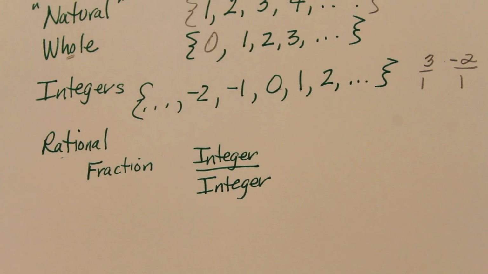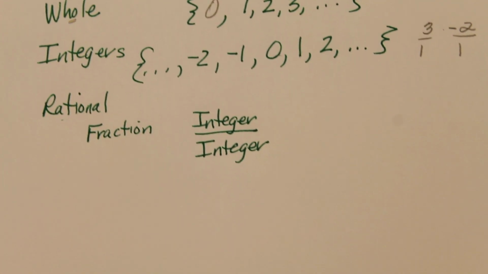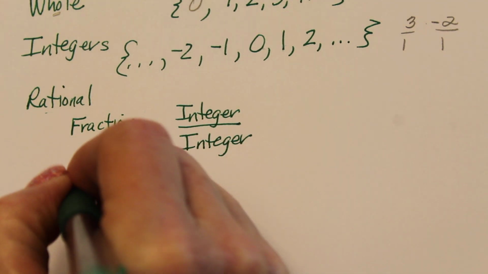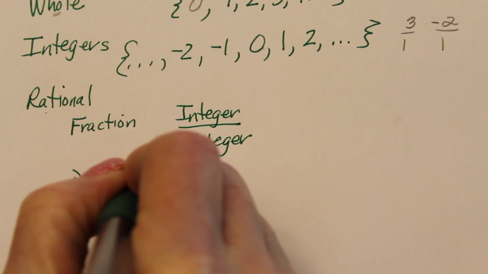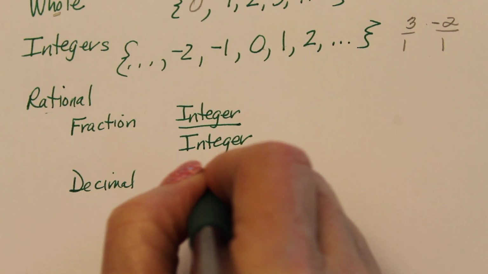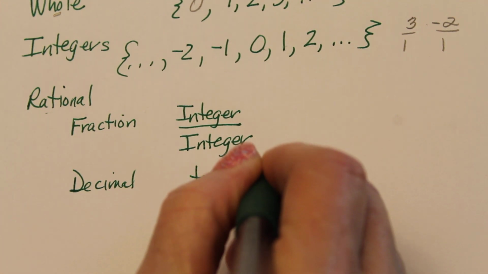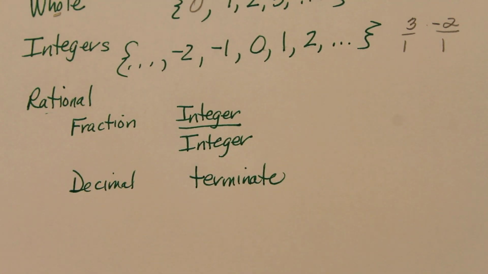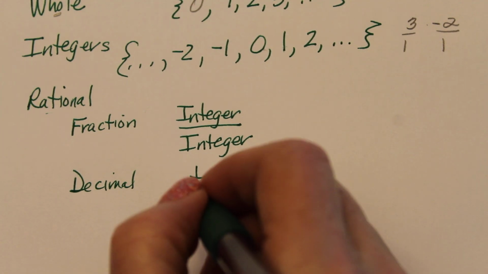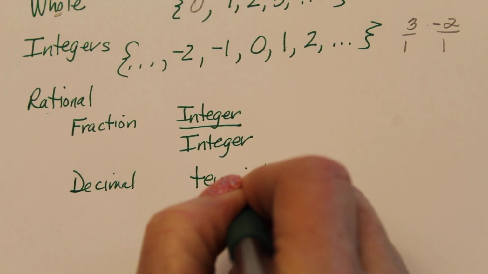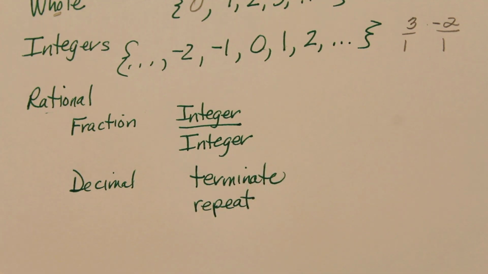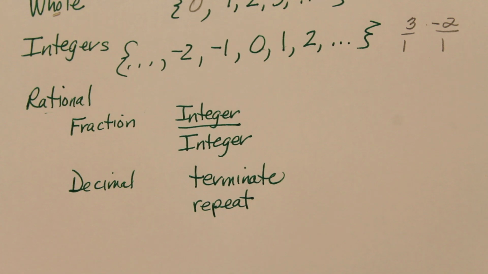That's the number above the fraction bar, and an integer in the denominator. A rational number, if it's written as a decimal, the decimal will either terminate, which of course means stop, or it will repeat. So repeat either the same digit or the same 2 digits or the same 3 digits over and over again.